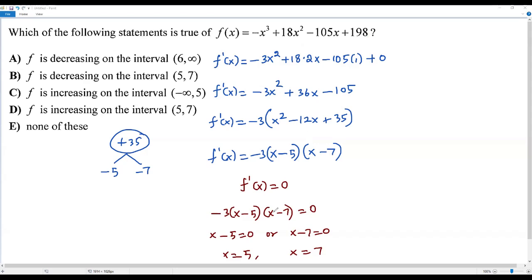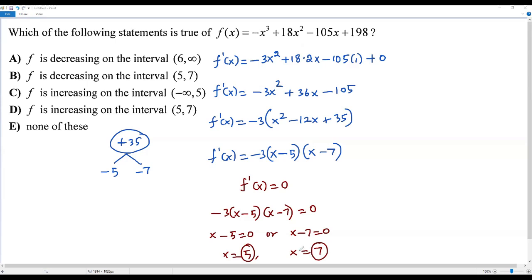So the domain is all real values of x, and once we get the values of x by equating the first derivative to 0, we have to make sure the values we get for x must be in the domain of the given function. Yes, 5 and 7 are in the domain of the given function because the domain is all real values, since it's a polynomial. So we get 5 and 7. These two values of x are considered to be the critical numbers.